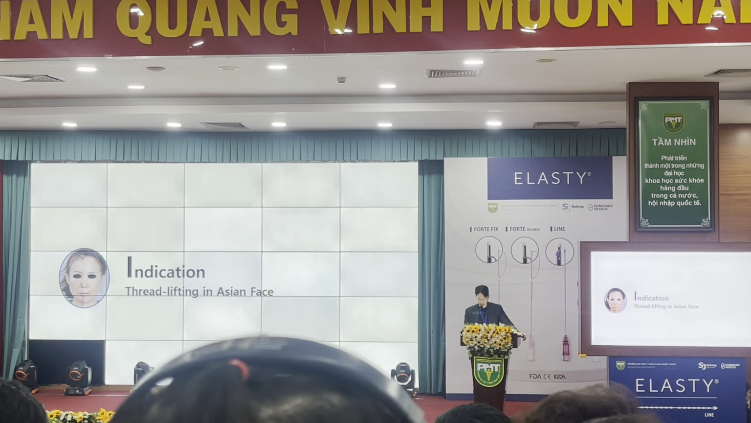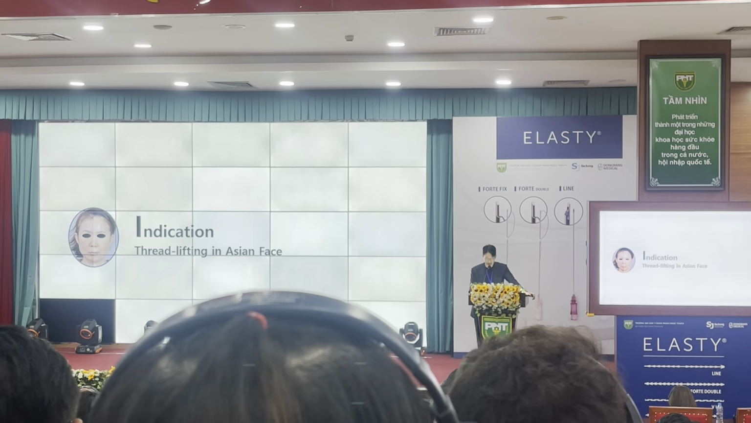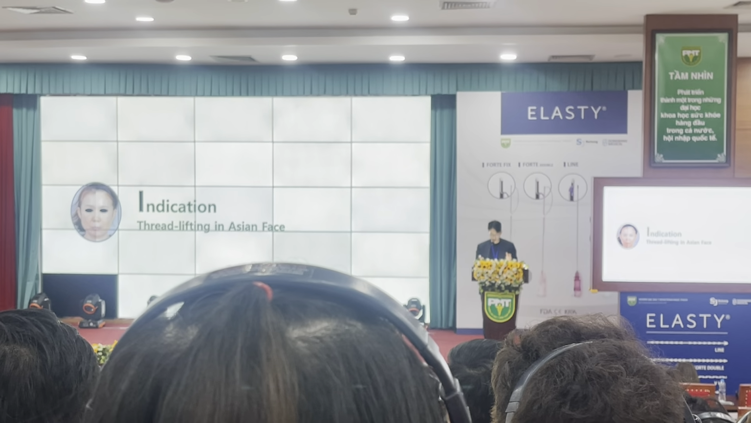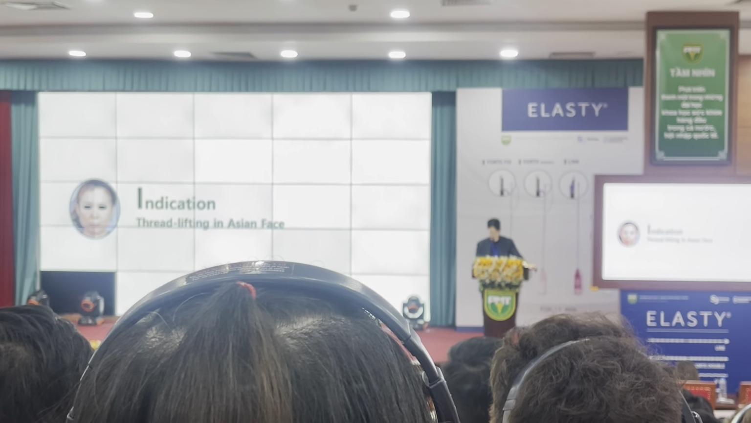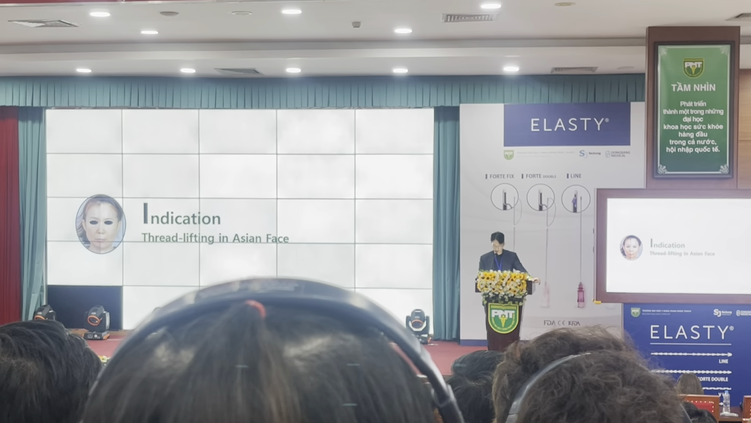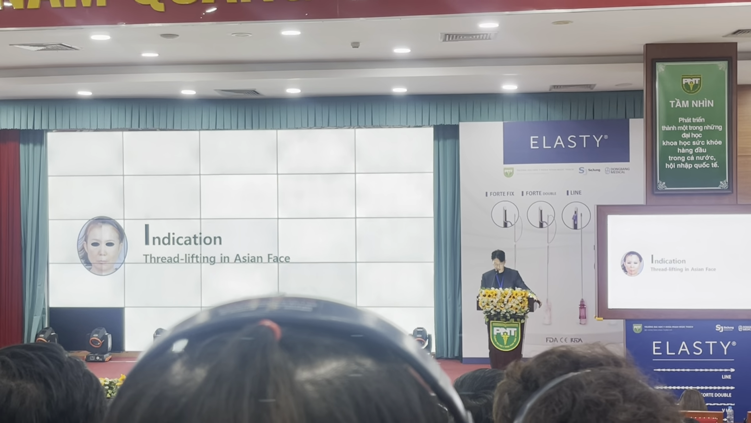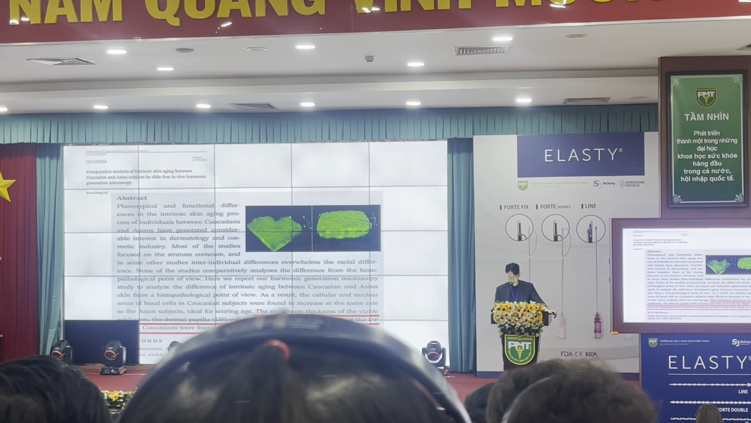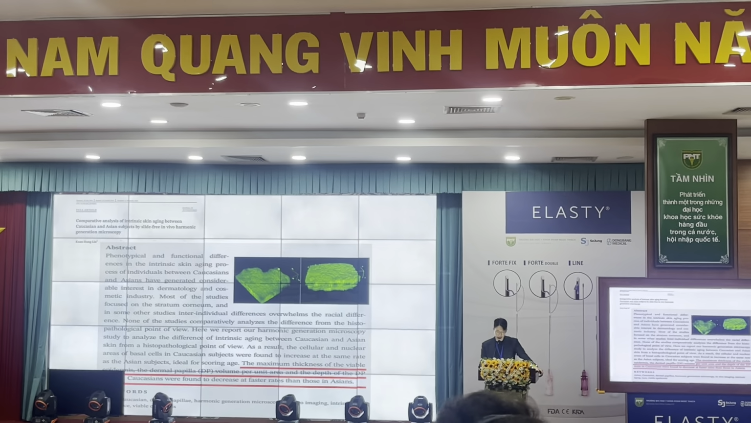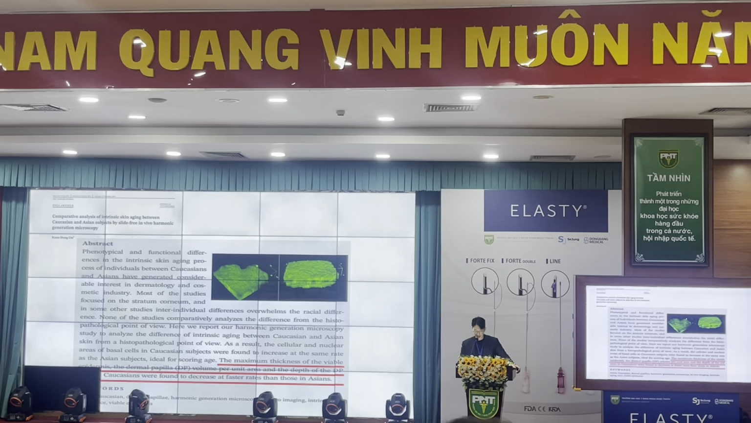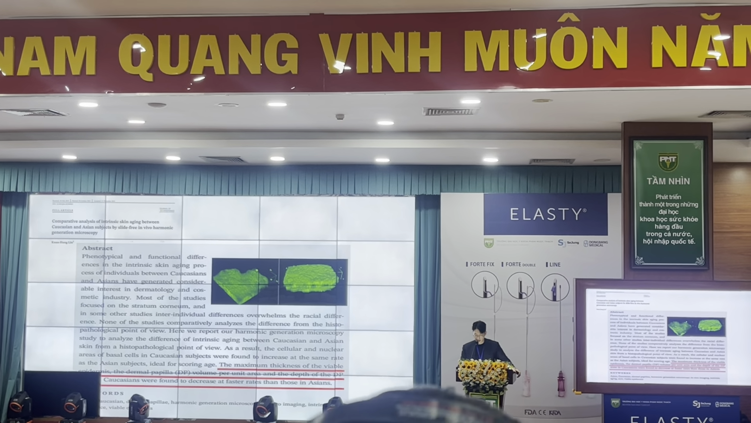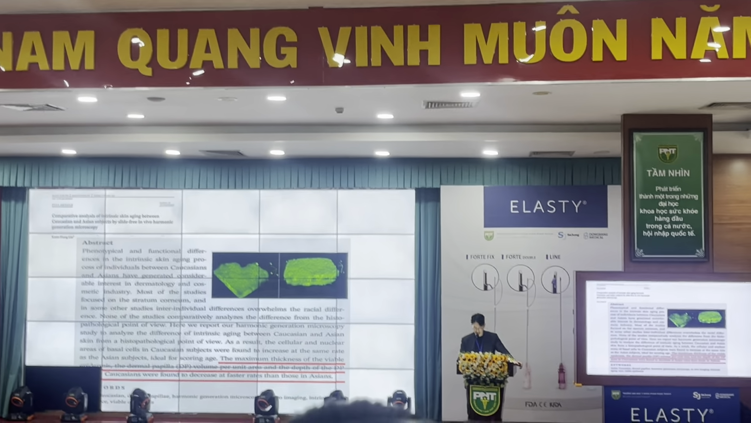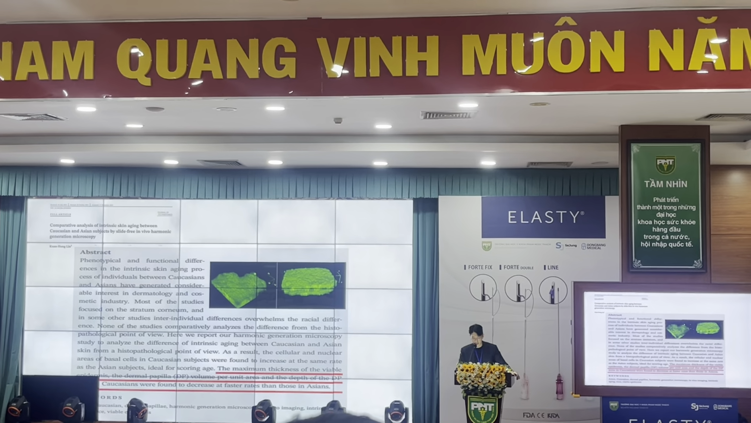Okay. Today my last part is the indication for thread lifting in the Asian face. As you already know, skin laxity is one of the most important criteria for thread lifting. Fat lifting is not effective for patients who have moderate to severe skin laxity. This paper says, and as we already know, Asians have thicker and firmer skin than Caucasians do. So we can think that fat lifting is more appropriate for Asians than Caucasians.